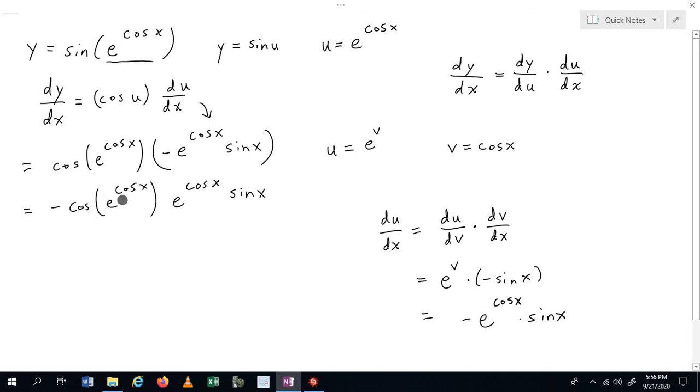Notice you cannot multiply the e to the cosine of x and the e to the cosine of x here, because this e to the cosine of x is inside the cosine function. So you cannot combine both of these. This one's not inside the cosine function. This one is. So they can't be combined. Okay, so that's the final answer.